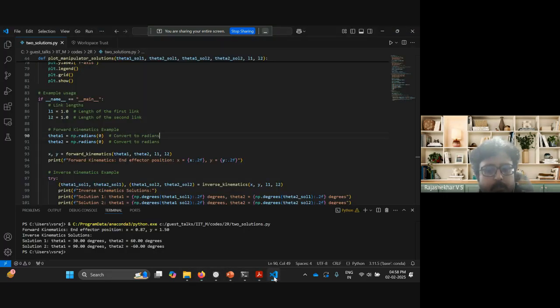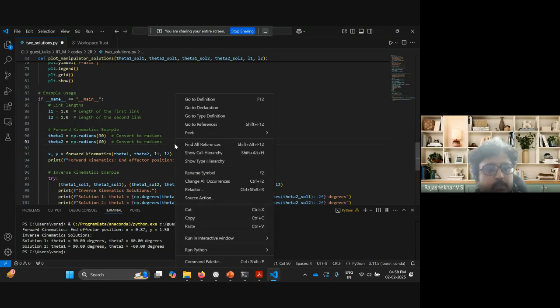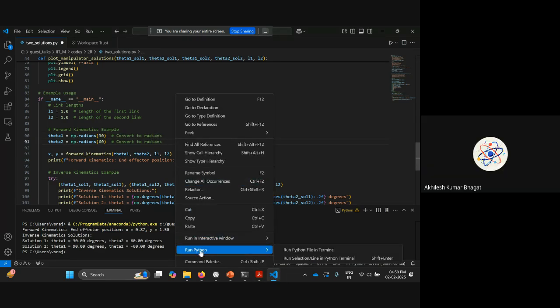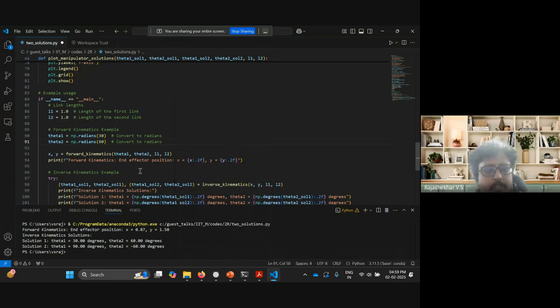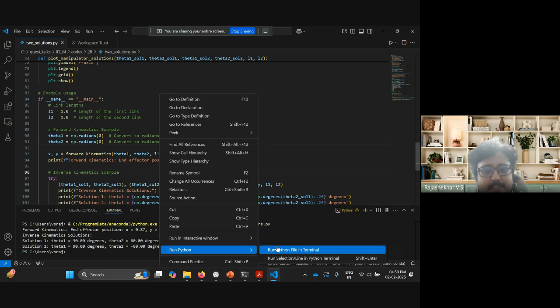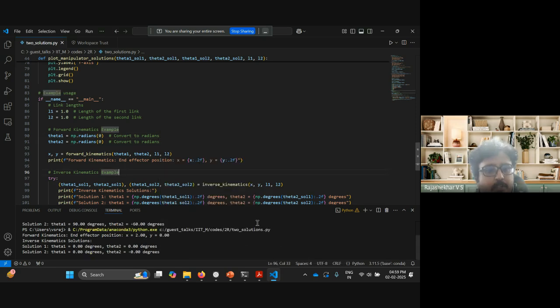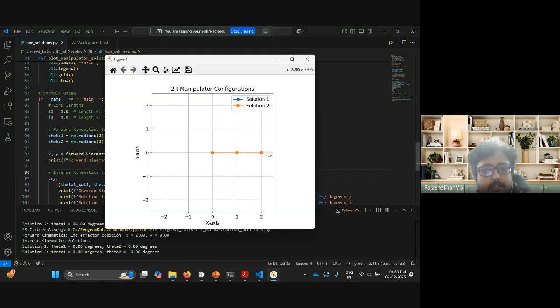Hello. Yeah. Can you guess how the two solutions will be, before I show you this? A straight line. Yeah, that is what I also believe. Yes, it's a straight line, because everything is at 0 degrees. So both the solutions are the same in this case.